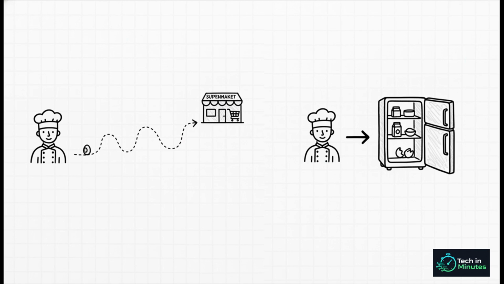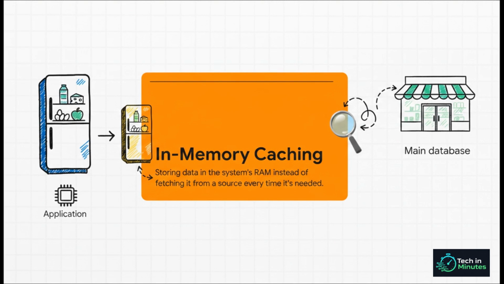Instead, you keep the common stuff you use all the time nearby, right there on your fridge for quick access. And that idea right there is exactly what in-memory caching is. It is the app's fridge. The main database is the supermarket. It's far away and takes a while to get to. The cache is the fridge. It's right there, super fast and easy to grab from.